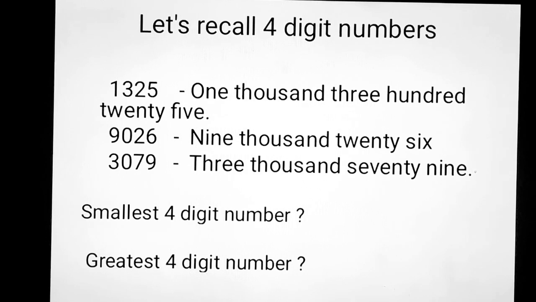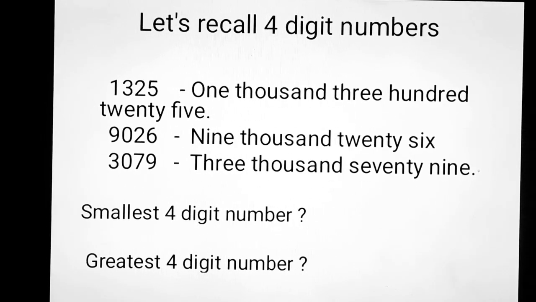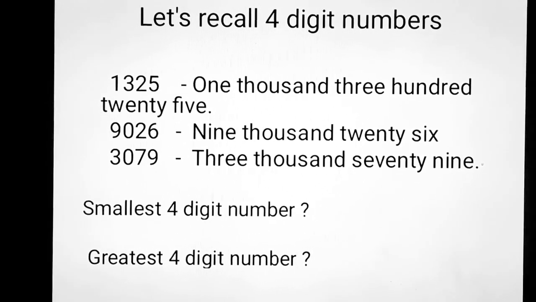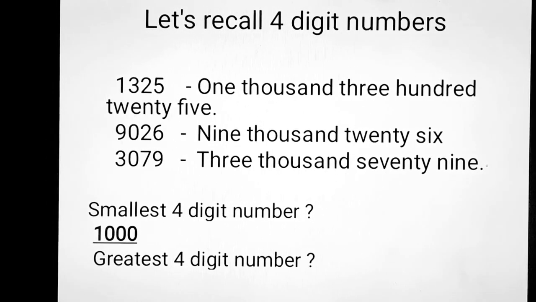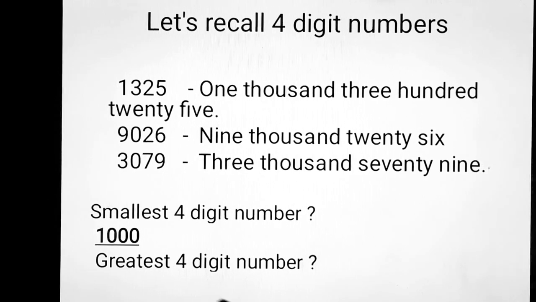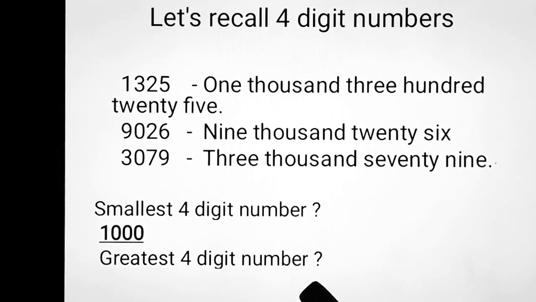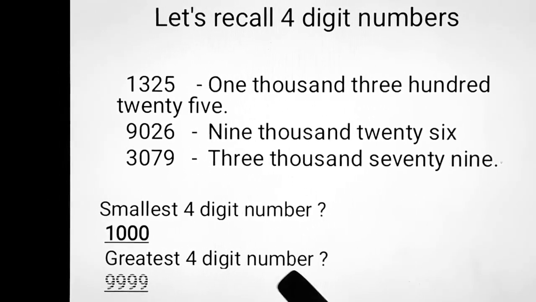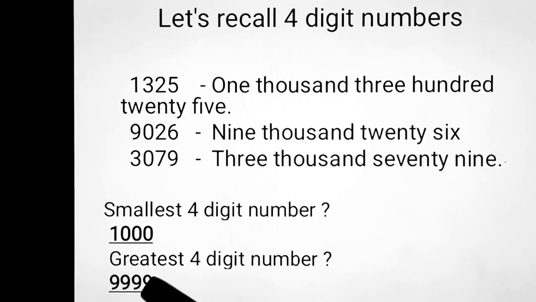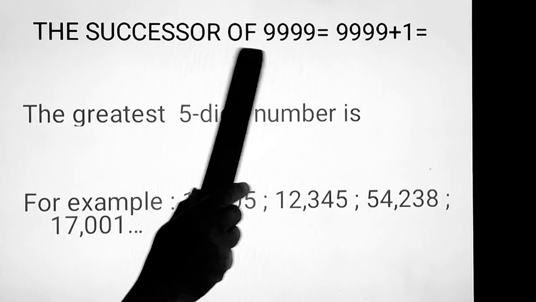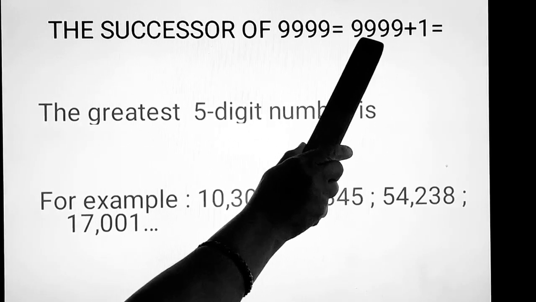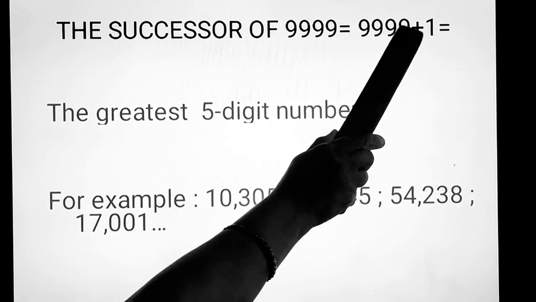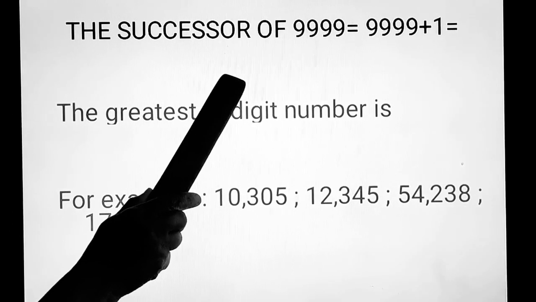3079. You know what is the smallest 4 digit number? Yes, the smallest 4 digit number is 1000. Like, what is the greatest 4 digit number? You all know this, 9999. If we add 1 to 9999, what number we will get?